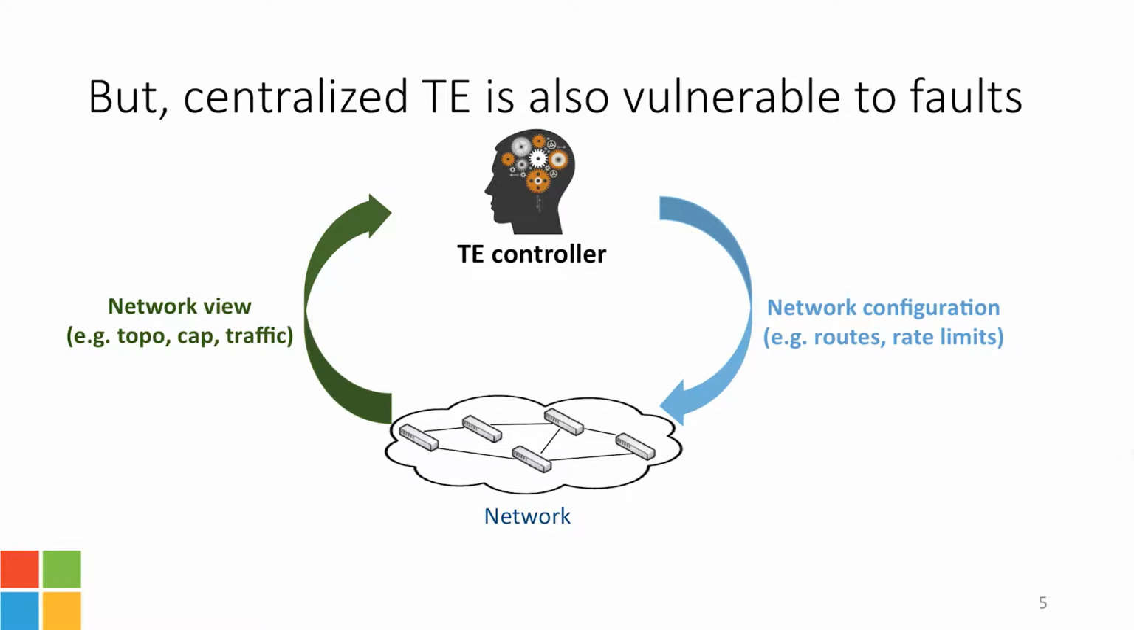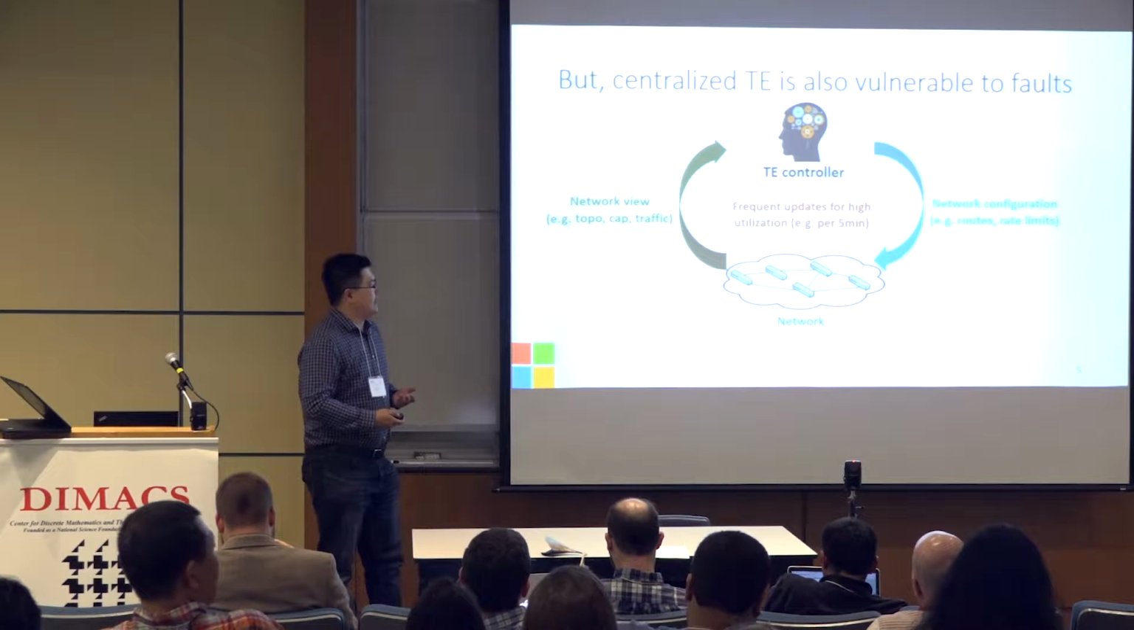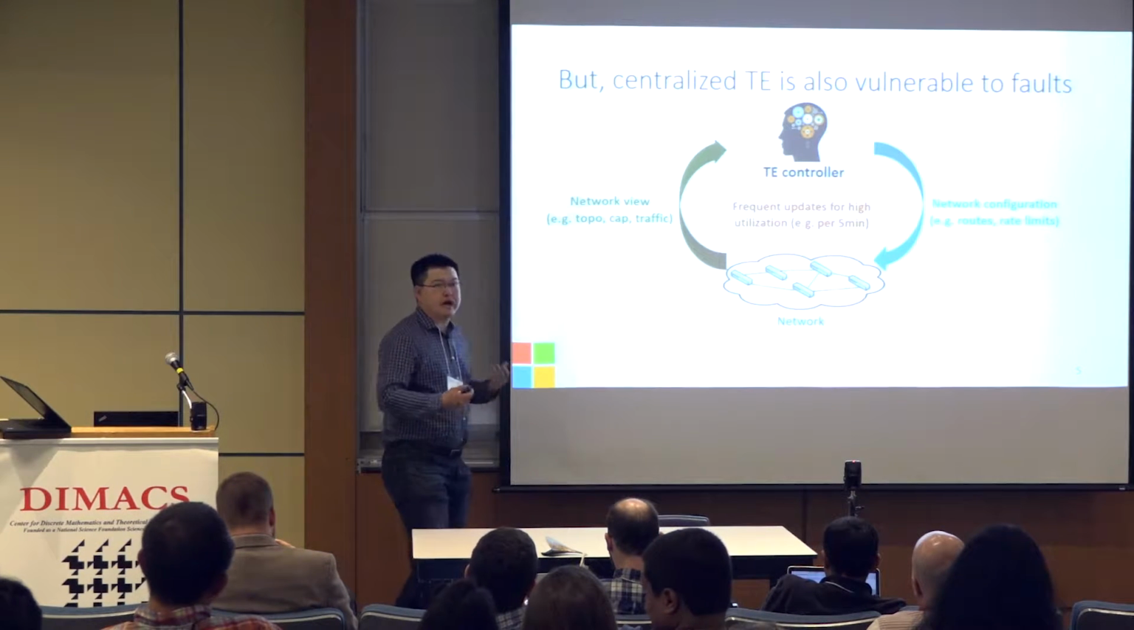Overall, the centralized TE architecture is like this. We have a conceptually centralized controller, and it keeps monitoring and controlling the network. It has a network view, including the topology, capacity, and traffic. It makes the TE decision, translates it to network configurations, and pushes them to all the network devices. Because the traffic is changing all the time, it also needs to frequently update the network configuration to achieve high utilization. This architecture also has a weakness.